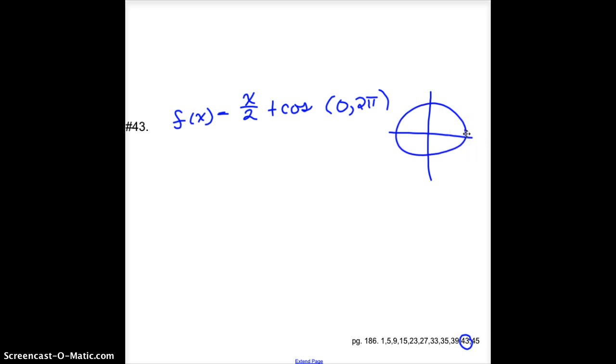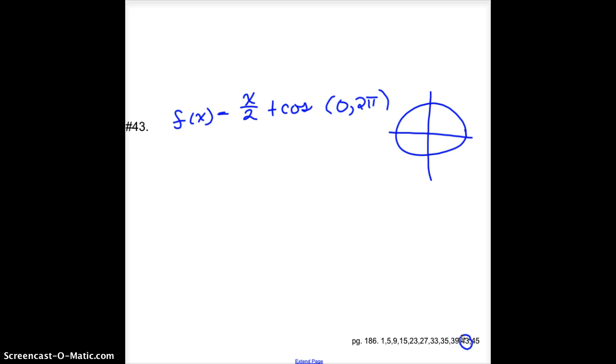Shiro to pause it sometimes if you need to catch up. But if you were to open your book to page 186 and look at number 43, you're given the function f of x equals x over 2 plus cosine x, and we're analyzing it on the open interval from 0 to 2 pi. This one had multiple questions: we are supposed to find where the function's increasing, decreasing, apply the first derivative test to identify relative extrema, and confirm it on a graphing utility, which I'm not going to do, but you should do it. I don't know that I'll have time in the 15 minutes to get all that in.